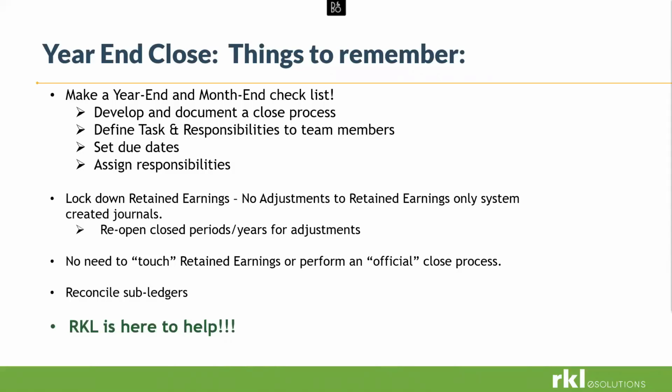You also want to lock down your control accounts for accounts payable, accounts receivable, inventory if you have it. No one should be making direct journal entries into those control accounts. And again, just a reminder, no need to touch retained earnings or perform an official close process. The system does it for you. And just remember to reconcile your subledgers. If you do it monthly or quarterly, that would be a big help.